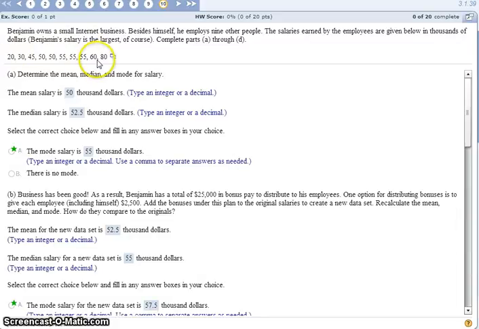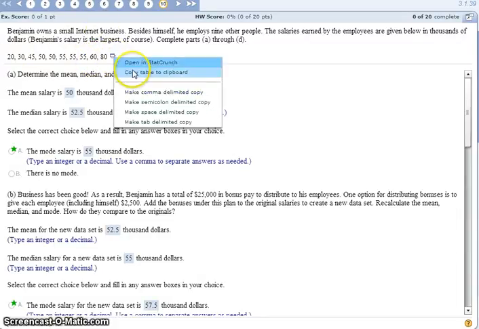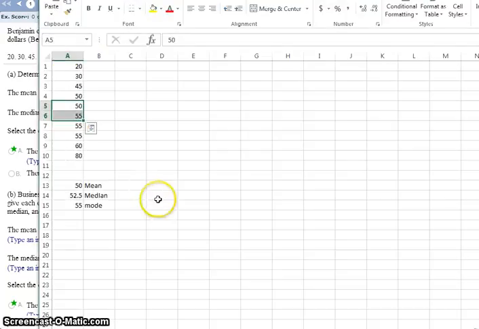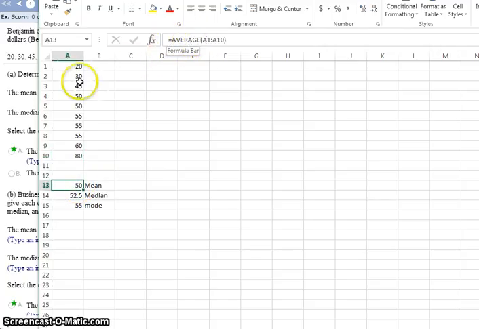Here we have our data, people's salaries for the small internet business. We're going to use Excel, so copy the table to a clipboard, and then in Excel you paste it. And then to find the mean, so the average of all this, you just type in equals average and then select the cells you want to average.